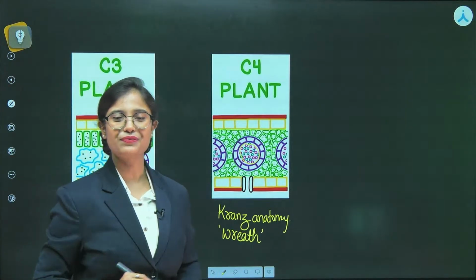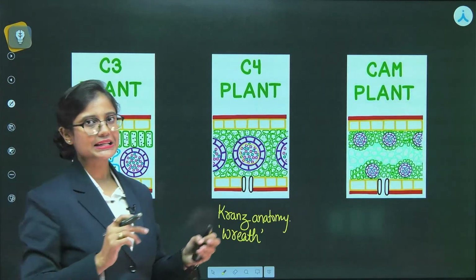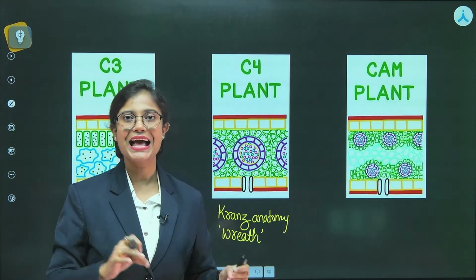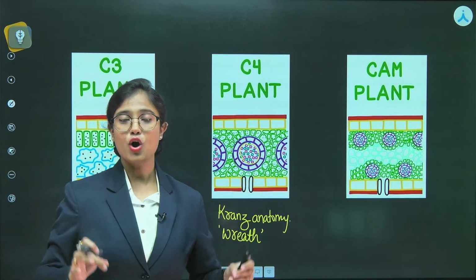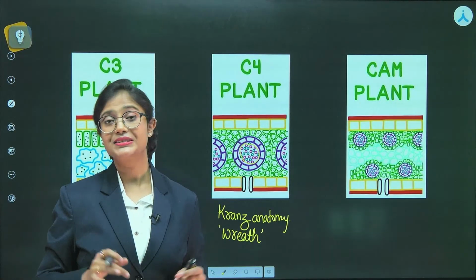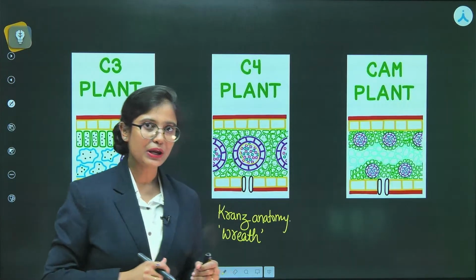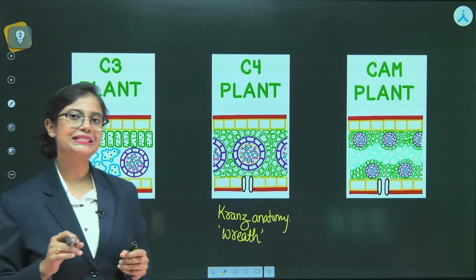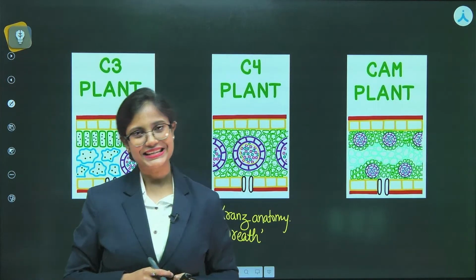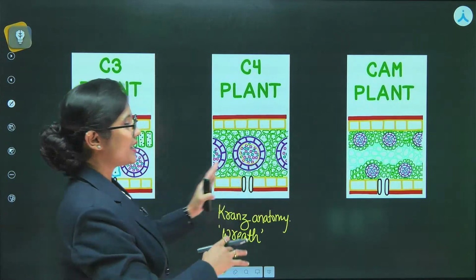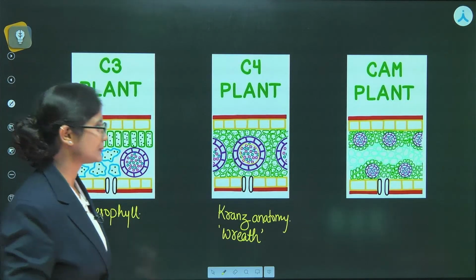So it is the characteristic feature for the C4 plants. Now if we move to the third type of plant, that is CAM, that is crassulacean acid metabolism plant. In them large number of mesophyll cells and vacuoles are present which are of large size. Why? Because they have to accumulate the acid in their vacuole for further assimilation of carbon dioxide in its cells. Right? So these are the anatomical difference between C3, C4 and CAM plants.